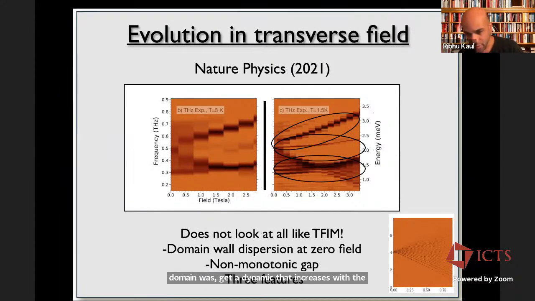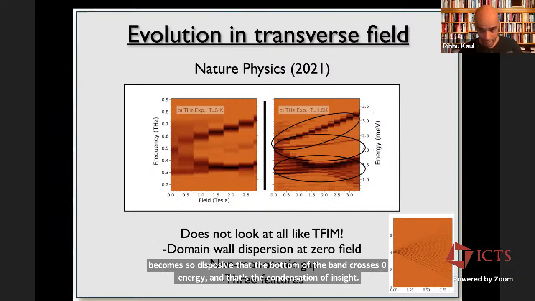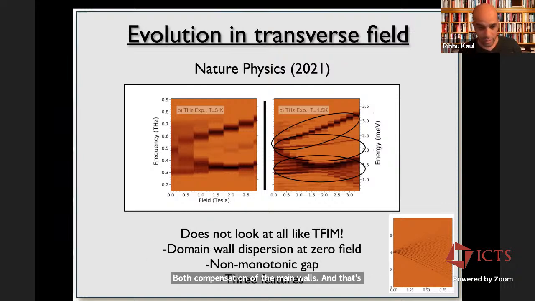So I've shown you this actual data that Nishita took on the transverse field Ising model with DMRG. And then at some point, of course, the band becomes so dispersive that the bottom of the band crosses zero energy. That's the condensation of domain walls, and that signals the transition to the disordered state. Okay, so in contrast to that, the experiment has all kinds of weird features.